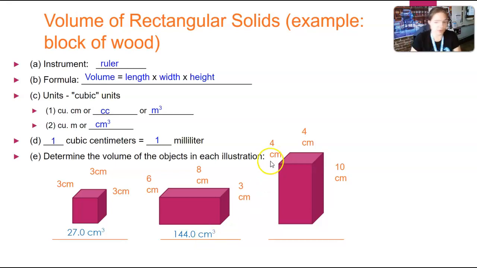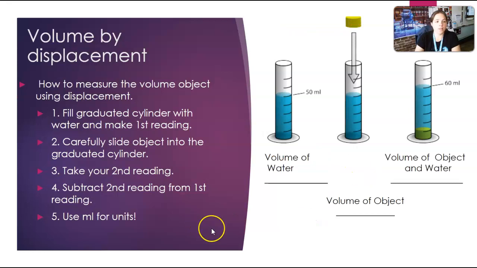This next one isn't too bad. So 4 times 4 times 10. So 4 times 10 is 40. 40 times 4 is 160 centimeters cubed. All right. Let's look at this. So we were looking at the regular. Now if we have an irregular shaped object, say I want to get the measurement of this right here, you're not going to be able to measure length times width times height.